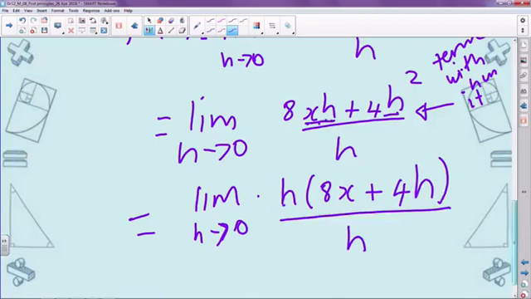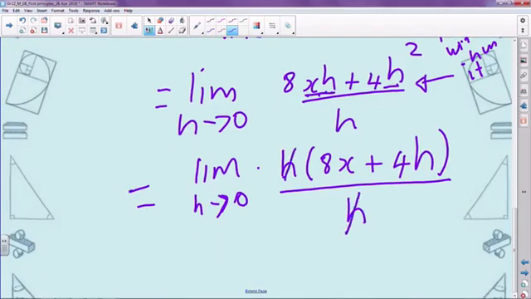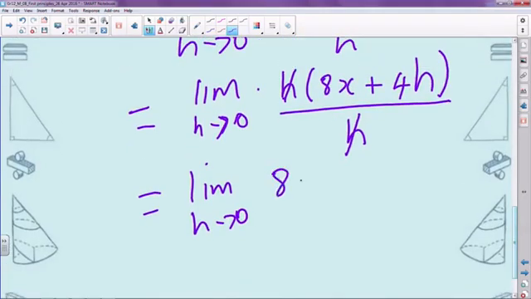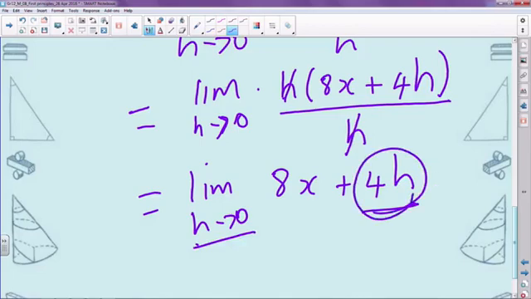The reason I do this, well, the h in the denominator can now be cancelled out, and I'm left with the limit as h approaches 0 of 8x plus 4h. Now what happens here? At this point, you can see that you've got a single term with an h in it. So if I take the limit of that as h approaches 0, this entire expression here is going to tend to 0.